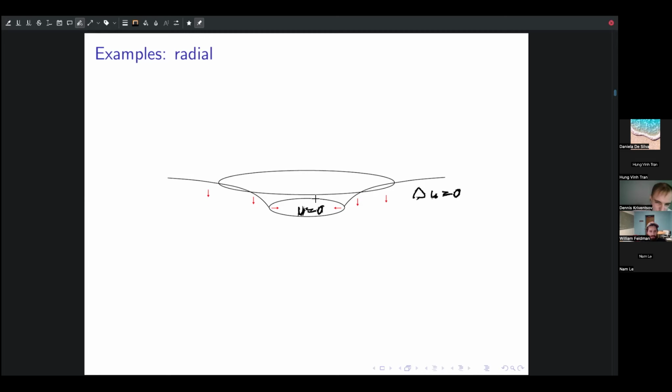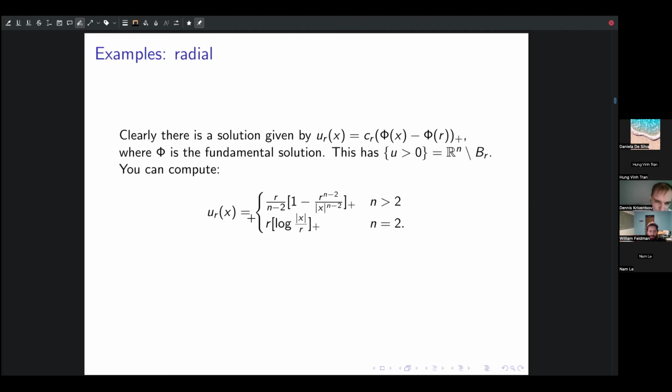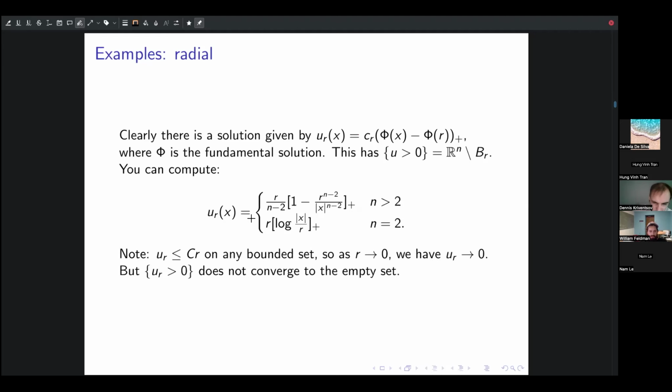And okay, you can compute how these behave. The only observation that's going to be important here is that as you choose a smaller 0 set, so as I decrease the radius of this ball, this solution goes to 0 locally uniformly. You can check that by just computing which multiple of the fundamental solution this is. And so the solution goes to 0. So in the limit, you see the 0 solution, which is fine.